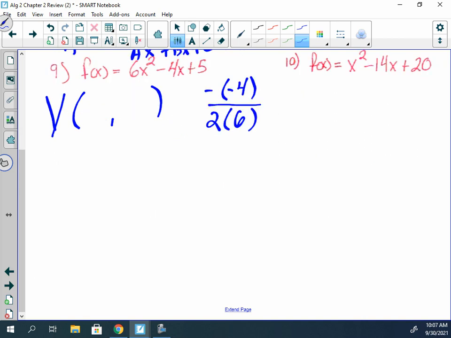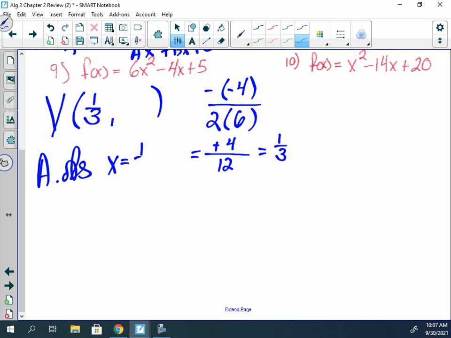Now at this point, all we need to do is simplify this. So this would be negative 4 over, well, not negative 4, it's going to be positive 4 because the negative and negative make a positive. 4/12 is the same as 1/3. So that's the x value of the vertex. Well, it also tells me that the axis of symmetry is x equals 1/3, because the h value of the vertex will be the same value that we have for the axis of symmetry.